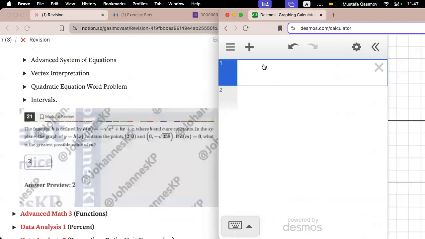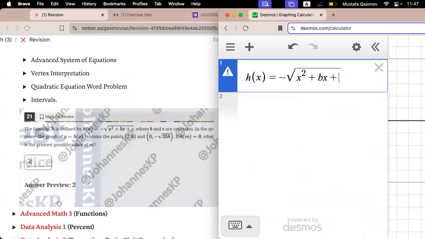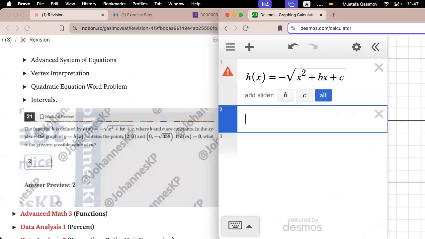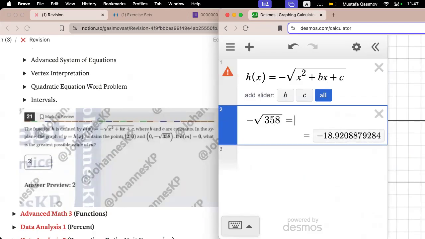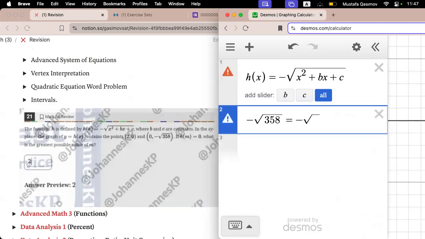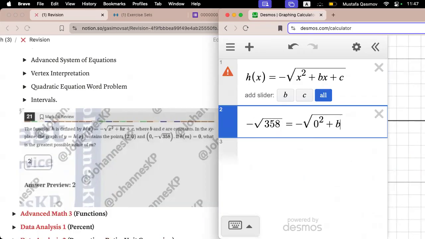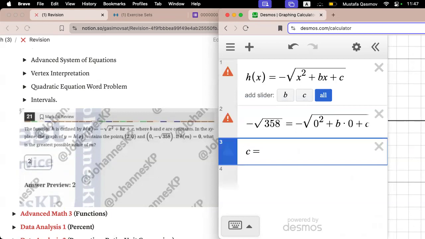Let's think it like this. Let's write function h of x is equal to negative square root of x squared. For this question only, don't use Desmos. Negative square root of 358 is equal to negative square root of x is 0, 0 squared plus b multiplied by 0 plus c, and c is equal to 358.